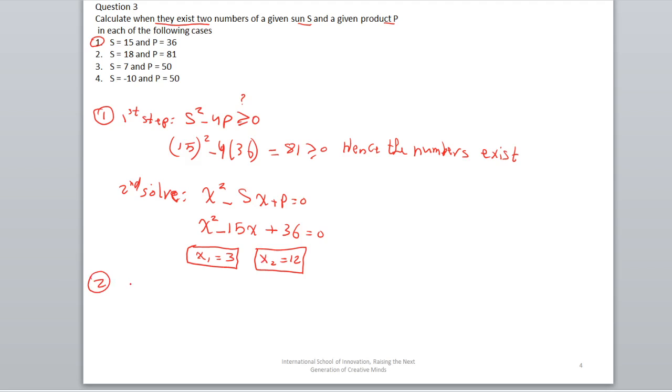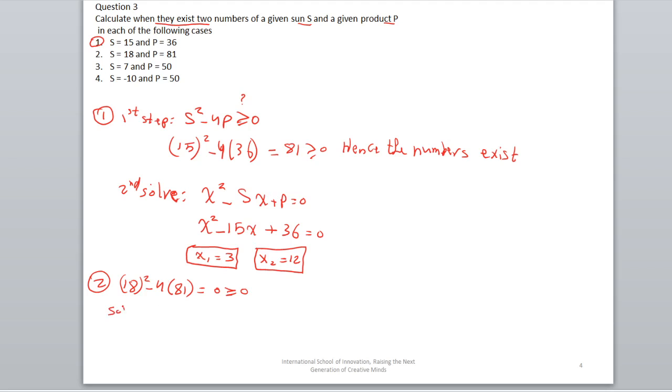Again, s square, meaning 18 square minus 4p, minus 4 times 81. So let me calculate it here. 18 square minus 4 times 81, the answer is equal to 0. It must be greater than or equal to 0. If it comes out 0, the numbers exist. If it comes out positive, also the numbers exist. So this is the first step.